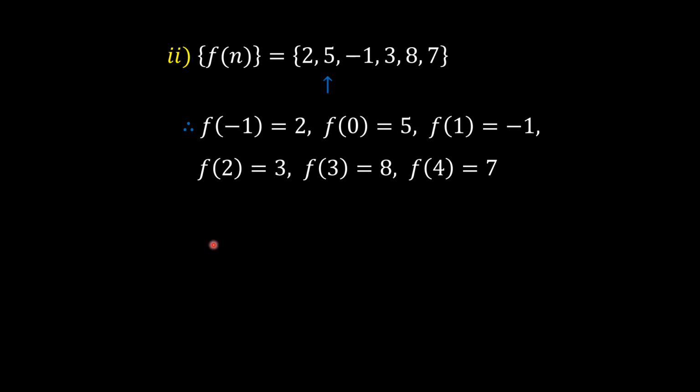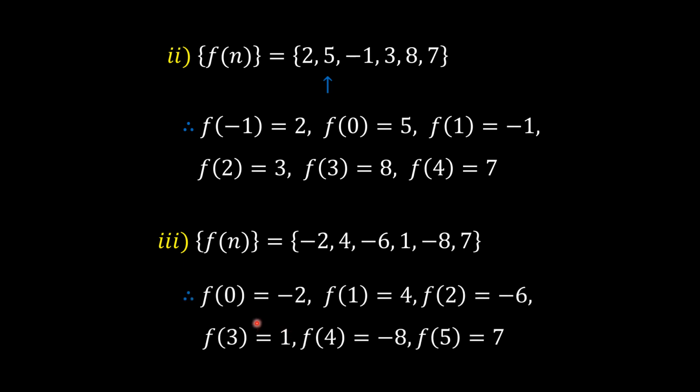We consider one more example. f of n whose elements are minus 2, 4, minus 6, 1, minus 8, 7. Here the arrow is not given below any of the elements. Hence, the left hand term, that is minus 2, will be treated as the 0th element, that is, the element corresponding to n equal to 0. Therefore we get f of 0 equal to minus 2, f of 1 equal to 4, f of 2 equal to minus 6, f of 3 equal to 1, f of 4 equal to minus 8, f of 5 equal to 7.